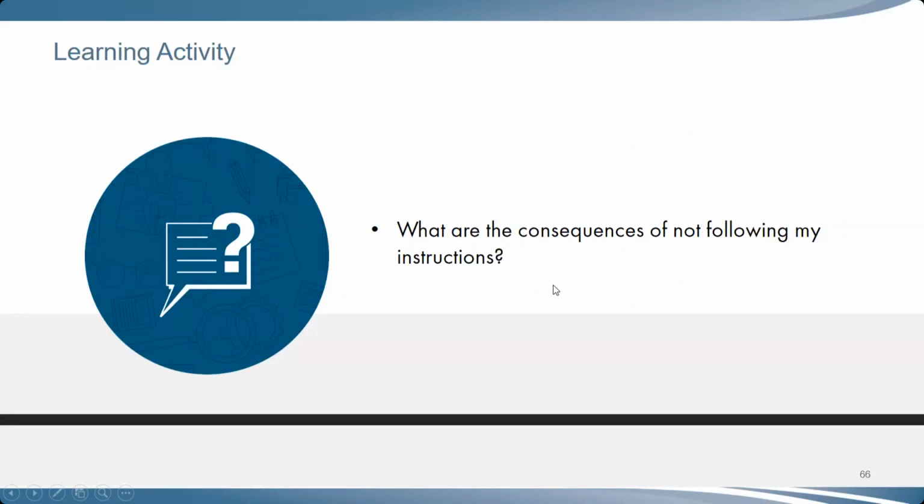So I'm going to go ahead and skip ahead because we're running a little bit short on time, but really thinking about what are some of the consequences that might come from not following the instructions. Actually, take a moment. You can put in the chat what you could see would be a potential consequence if you were persistently not following the instructions. Go ahead and throw your thoughts in the chat.